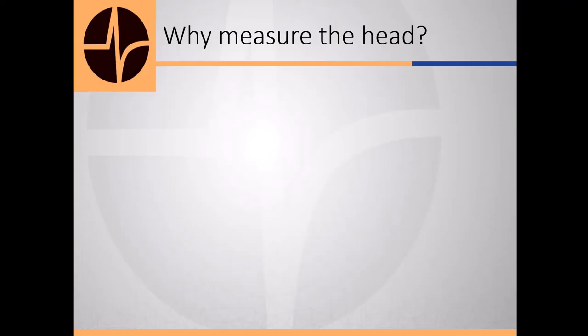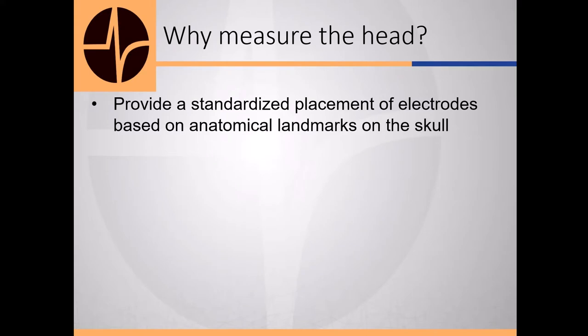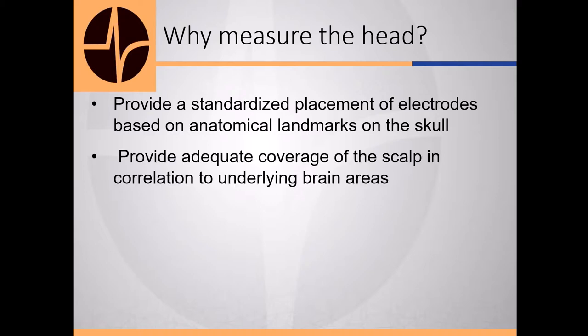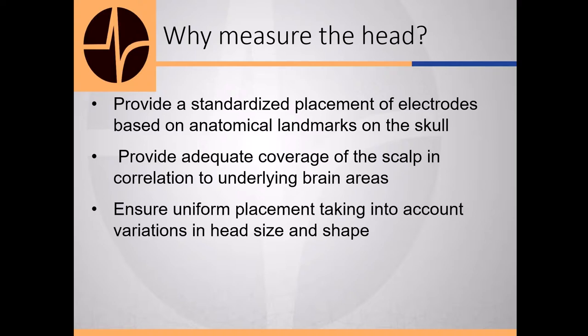So why do we measure the head? Well, we measure the head to provide a standardized placement of electrodes based on anatomical landmarks on the skull. It provides adequate coverage of the scalp in correlation to underlying brain area to ensure uniform placement, taking into account variations of head size and shape, so that the electrodes are over the same lobe of the brain on a child as they are on a full-grown adult male.